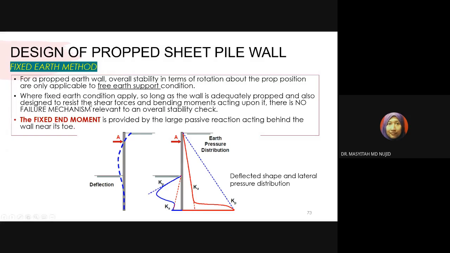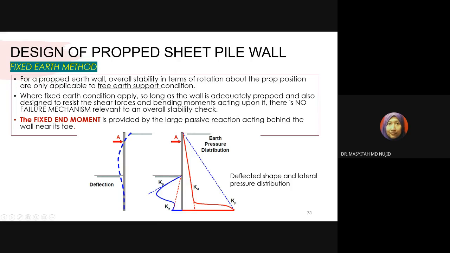For a propped earth wall, overall stability in terms of rotations about the prop position is only applicable to free earth support conditions, where the fixed earth condition applies so long as the wall is adequately propped and also designed to resist the shear forces and the bending moments acting upon it. There is no failure mechanism relevant to an overall stability check. The fixed end moment is provided by the large passive reaction acting behind the wall near its toe.